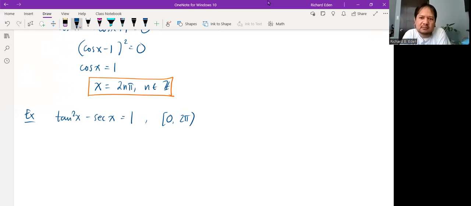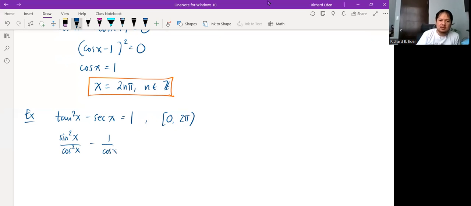When in doubt, always convert into sine and cosine so that everything would be comparable. If we're going to do it, sine squared x over cosine squared x, plus 1 minus 1 over cosine x. So 1 over cosine x will become cosine x over cosine squared x.